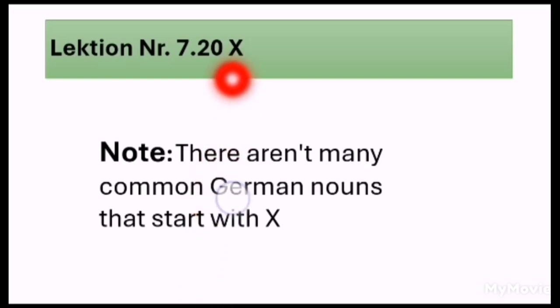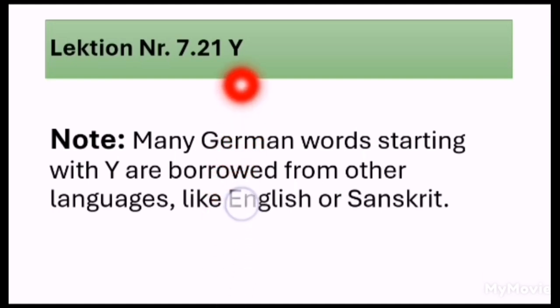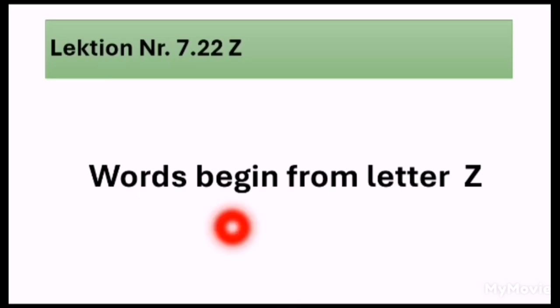X. In German it is X, but in English it is X. Note, there aren't many common German nouns that start with X. The same case as in English. Upsilon. It is Y in English, but in German it is called Upsilon. Note, many German words starting with Y or Upsilon are borrowed from other languages like English or Sanskrit. So German doesn't have its own words that start with Upsilon, but you should remember it is not Y, it is Upsilon.